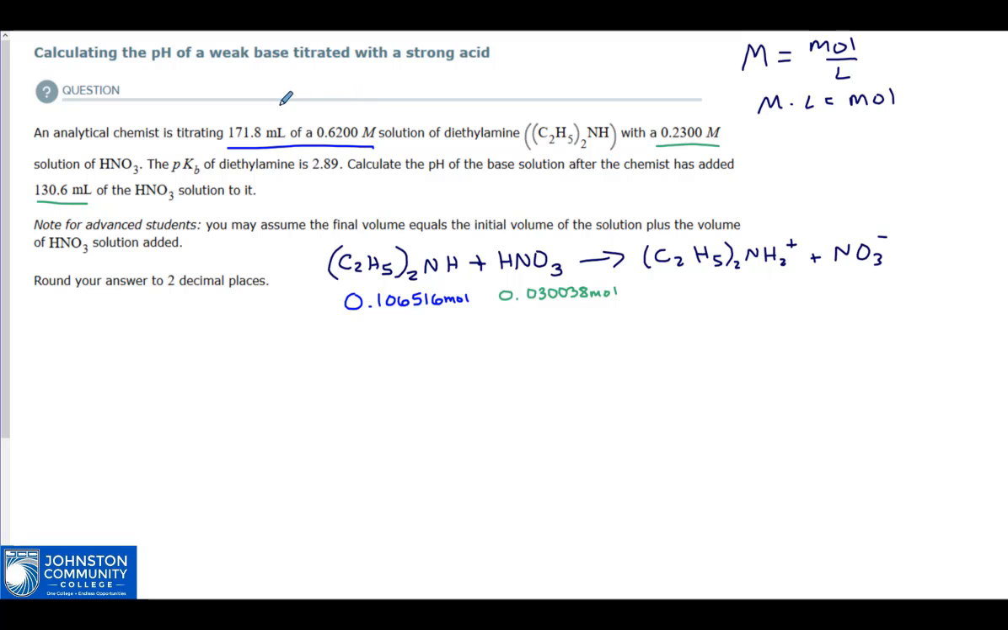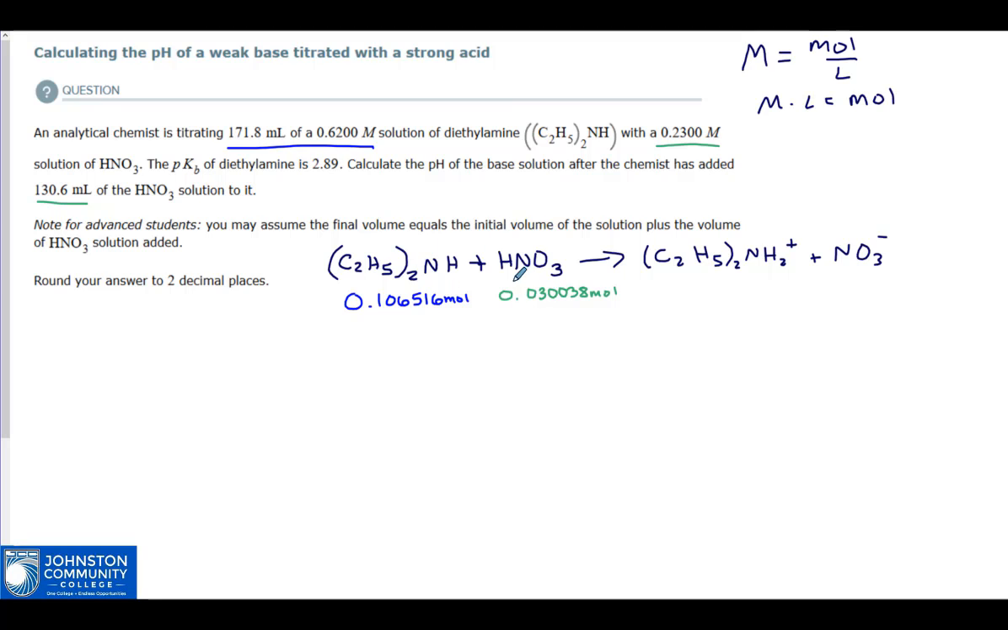So to determine where we are in the titration, we need to know moles of each of our reactants. For both of them, we're given a volume and a concentration. So the molarity is moles per liter, so molarity times liters will give us moles. So converting each of these milliliters to liters by dividing by 1,000, and then multiplying by the molarity will give us the number of moles. So I've already done that here. 0.1718 times 0.62 is where the 0.1065 came from, and then for the nitric acid, 0.1306 liters times 0.23 molar is where the 0.0300 came from.